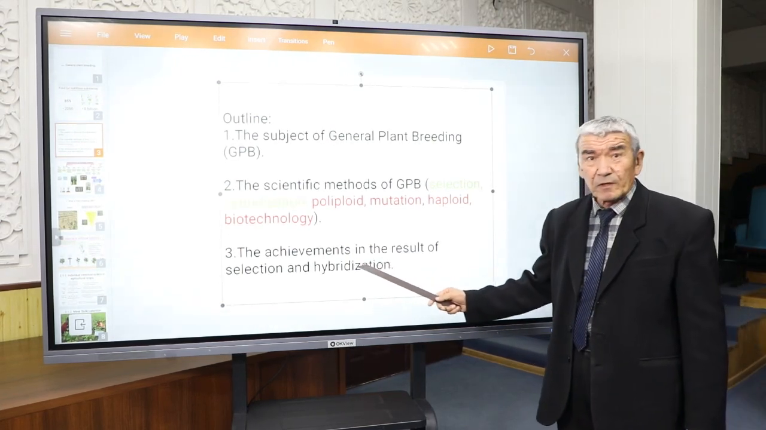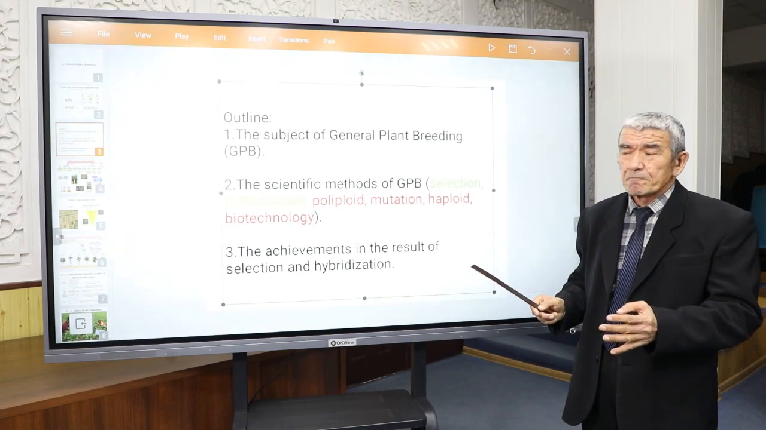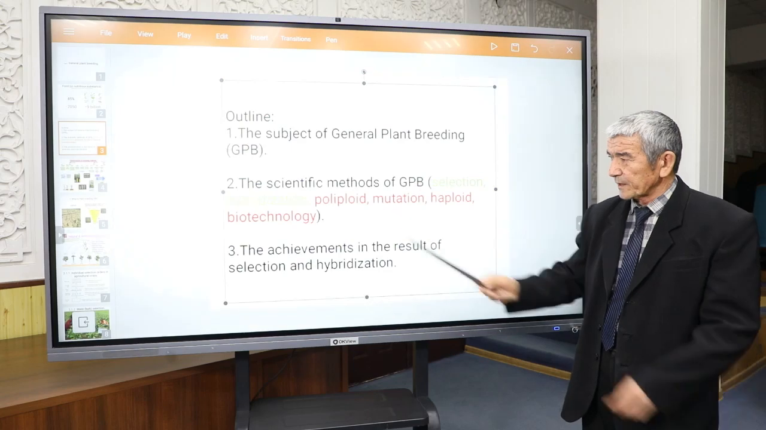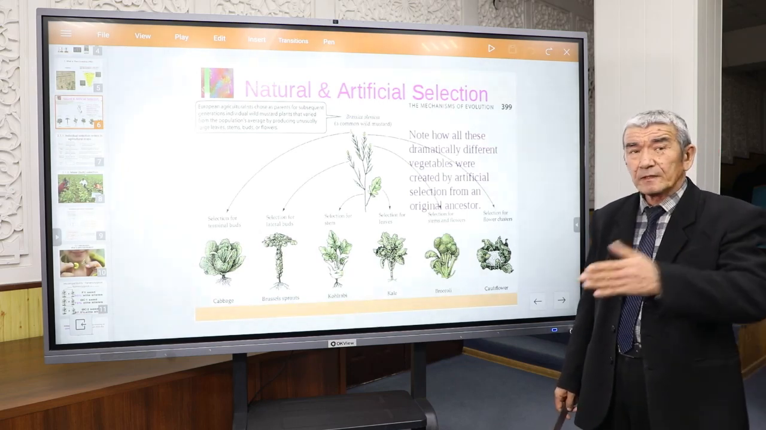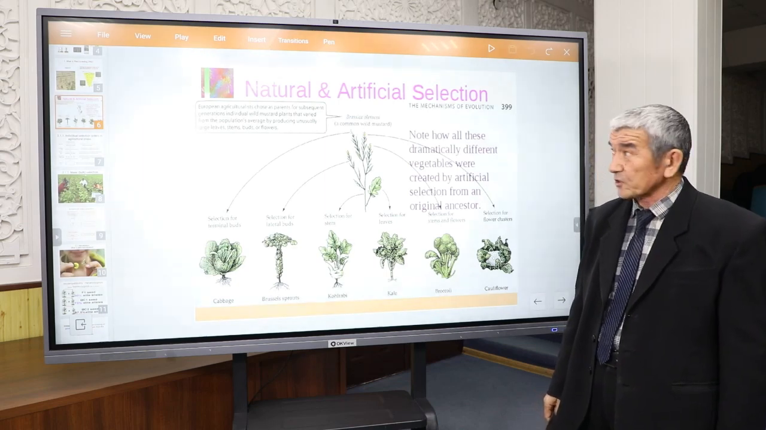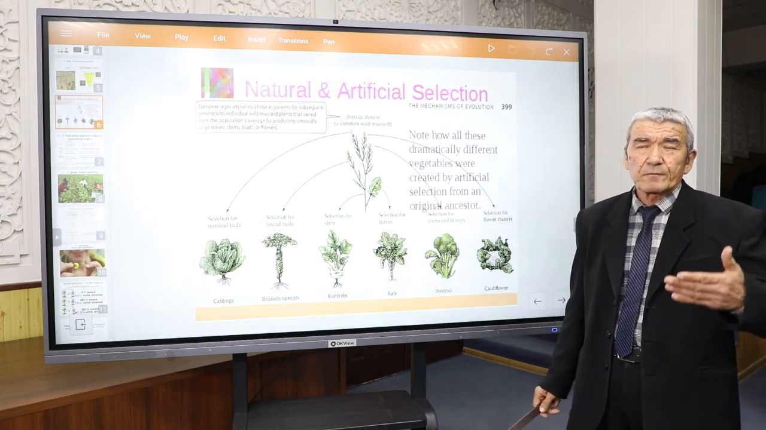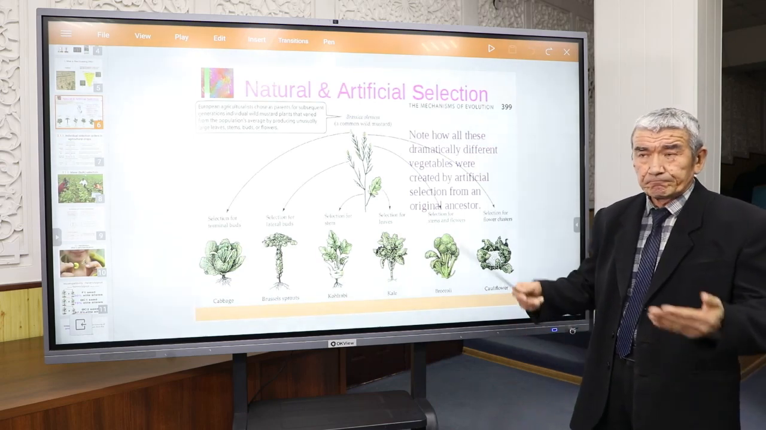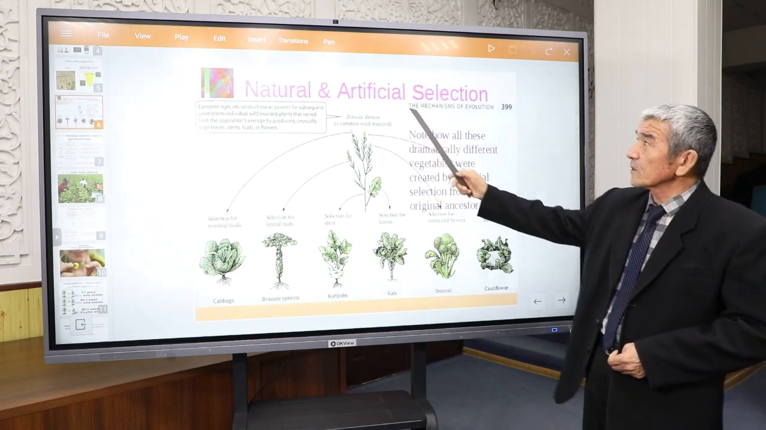And at the end of our lesson, we will get acquainted with the achievements, the new varieties created by using these scientific methods mentioned here. You can see here two methods involved in selection. The first is natural selection and the second is artificial selection. As a result of natural selection, more adaptable plant diversities are formed in the different regions of the world, which will serve as the initial material for artificial selection.